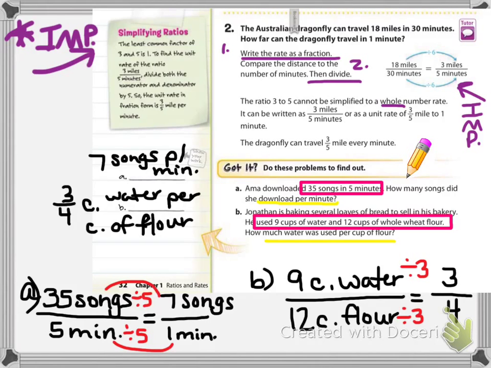Jonathan used 3/4 cup of water per cup of flour, 9/12 being simplified to 3/4. Again, don't forget the units of measure that go with it. Okay, moving to the next page if you have all this copied. If not, pause.